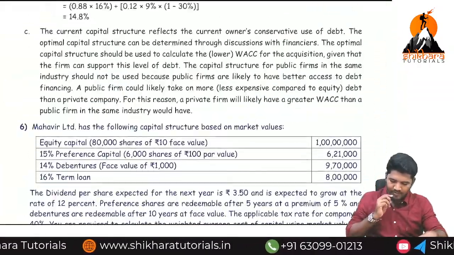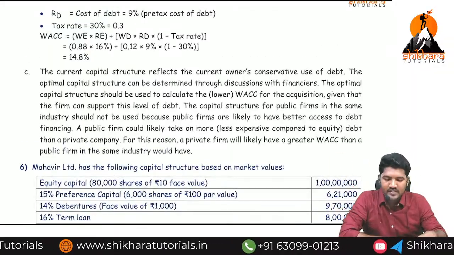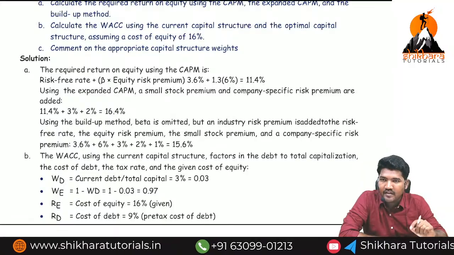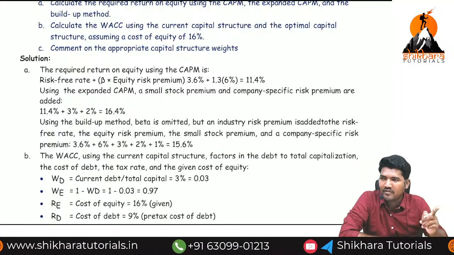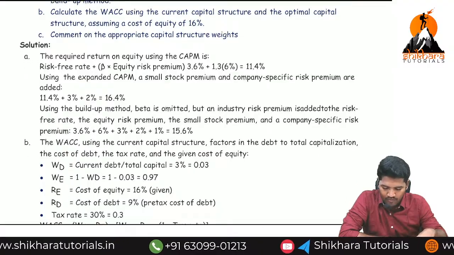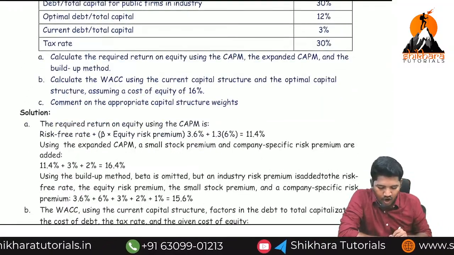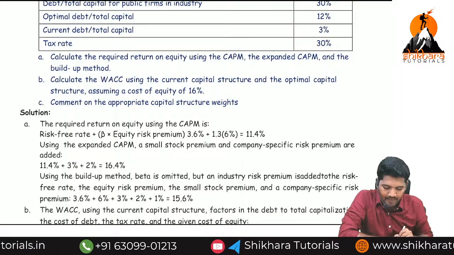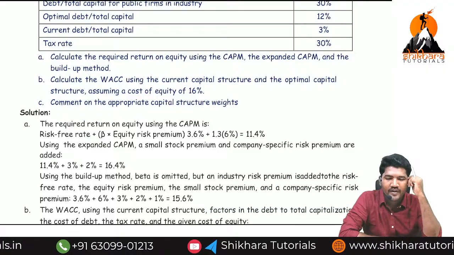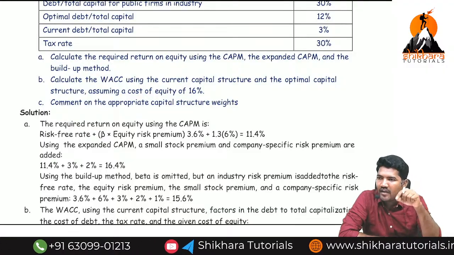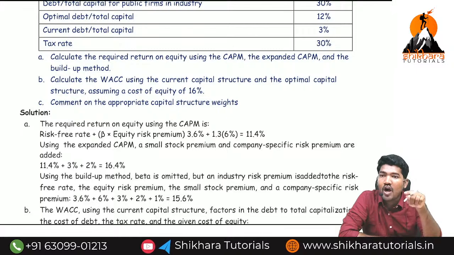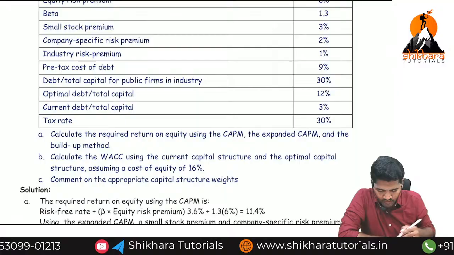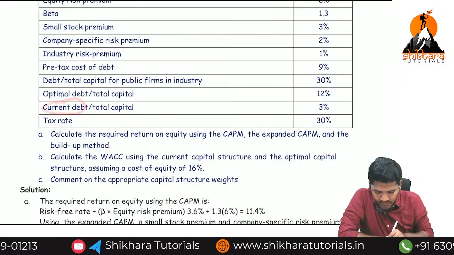See here, illustration number 6. In the previous class, in problem number 5, we completed only case A and case B. I said I will explain case C, the comment, after the capital structure explanation, right? Now what is the question asking in case C? Comment on the appropriate capital structure weights. So you already know the company has current or existing capital structure weights as well as optimal capital structure weights. Now you can observe. This is called current, this is called optimal.